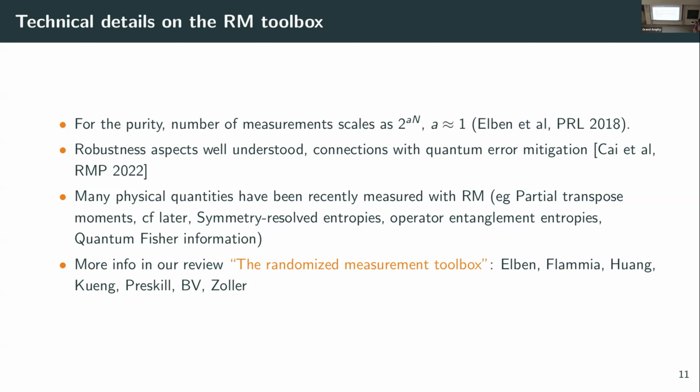We have some robustness aspects which are interesting and understood, I would say. The purity has been measured, but many other quantities can be measured and have been measured for the first time using randomized measurements. And this is basically what I want to say about current randomized measurement techniques. Okay? Kind of expensive, but useful at the moment in some experiments.